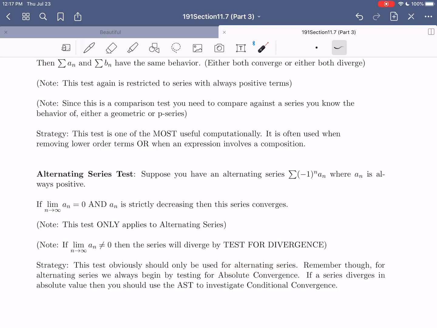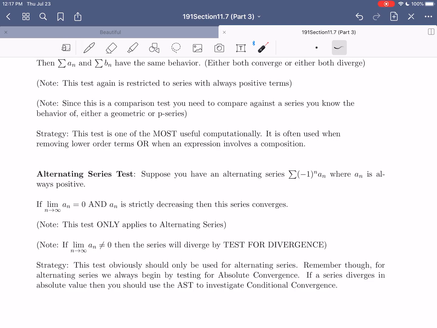You have to have an alternating series. One important thing to remember, though, is that anytime we encounter an alternating series, we always begin by testing for absolute convergence. We always take the absolute value of the terms and analyze that first. Because remember, if it converges in absolute value, then it's absolutely convergent. Only if it diverges in absolute value do we need to use the AST to investigate conditional convergence. So the main thing to remember is that when you see an alternating series like this, the alternating series test is a potential option, but you should really only do it second, after testing for absolute convergence. We always look for absolute convergence first.